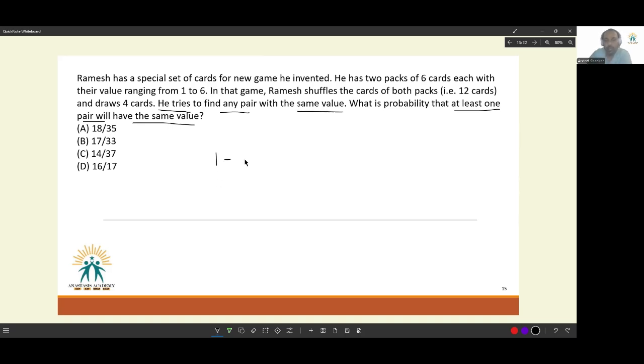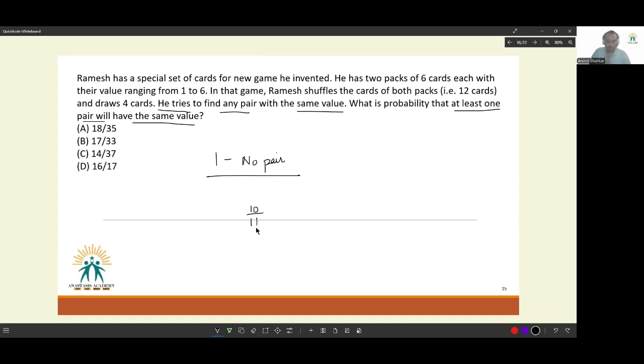What I'm going for is 1 minus no pair. I'm looking to calculate 1 minus no pair. So first card, whatever he picks. Now for the second card that he picks up, he should not be getting the pair card of that. So out of 12, one card is gone, 11 cards are left. The pair card of that should not be picked up. So no pair probability is 10 by 11.